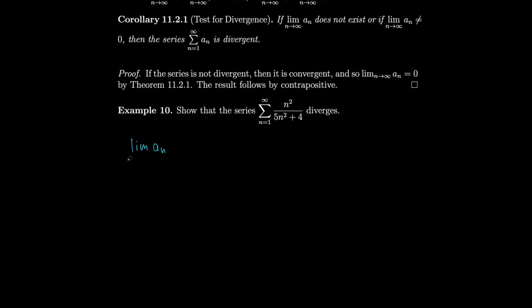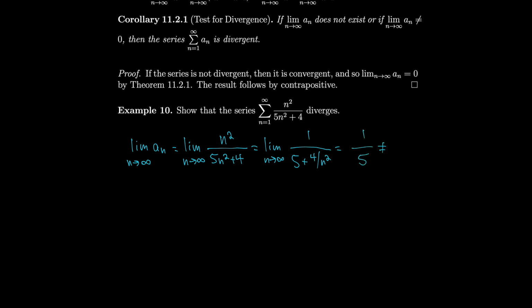So we'll take the limit of the sequence inside the series. So that's just going to be the limit of n squared over 5n squared plus 4, which is the limit of 1 over 5 plus 4 over n squared, where we just divide everything by n squared. So that's 1/5. 1/5 is not 0. So that means that our series diverges by the test for divergence, or the nth term test.